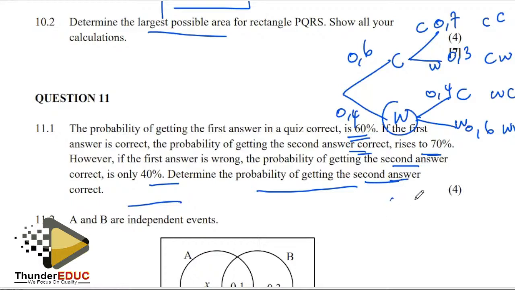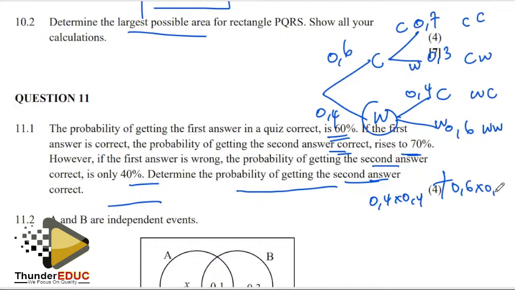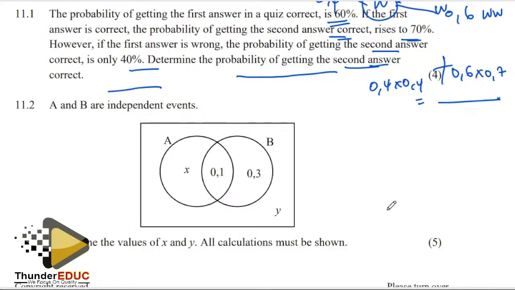So it's possible for you to get the first answer wrong and then the second answer correct. So that's 0.4 times 0.4, plus first answer correct and second correct, so 0.6 times 0.7. Multiply that, and give your answer either as a decimal or a percentage. Remember, probability can be expressed in three ways: percentages, fractions, and decimals.